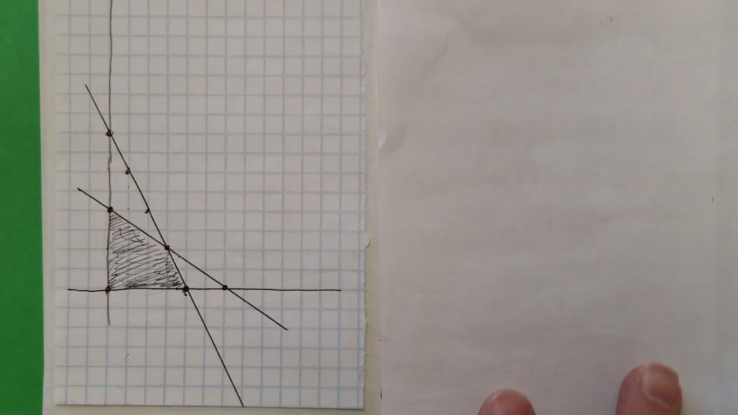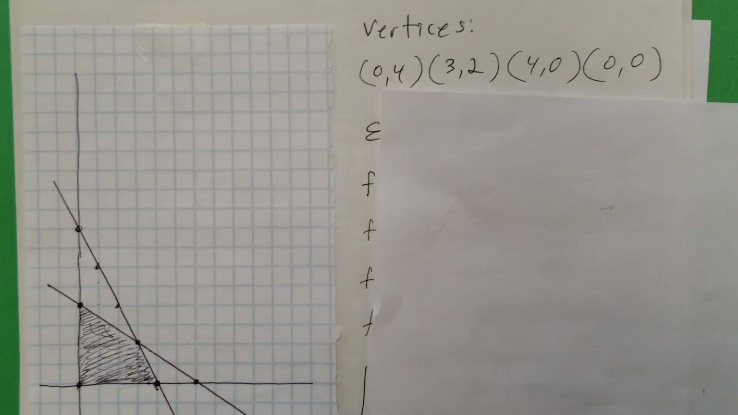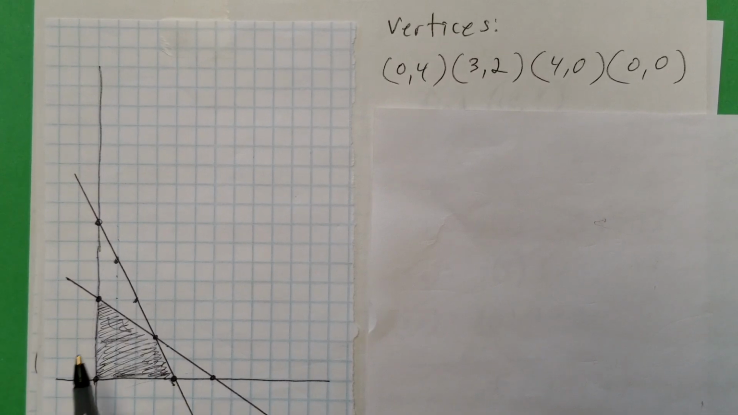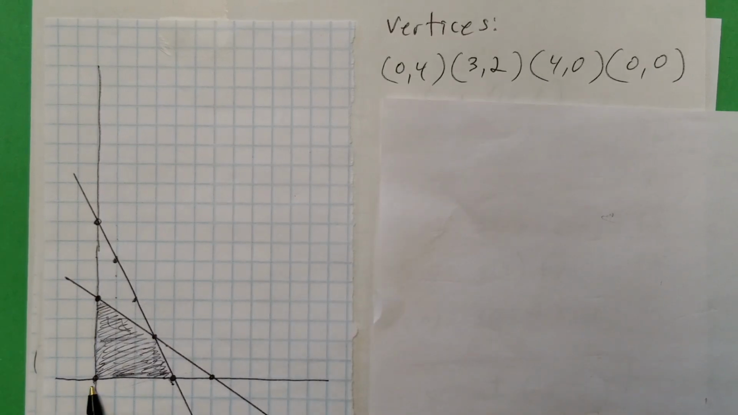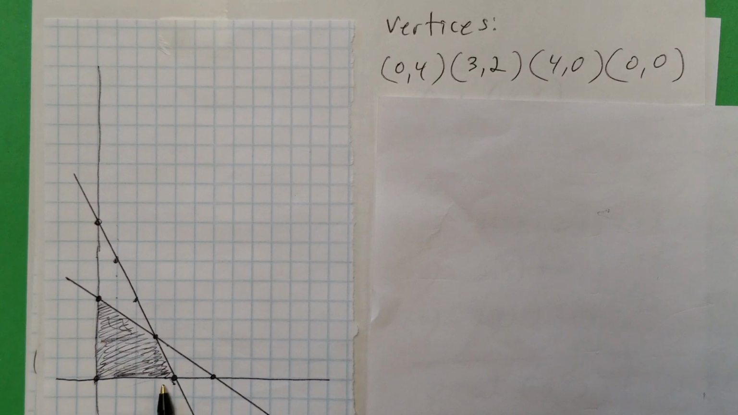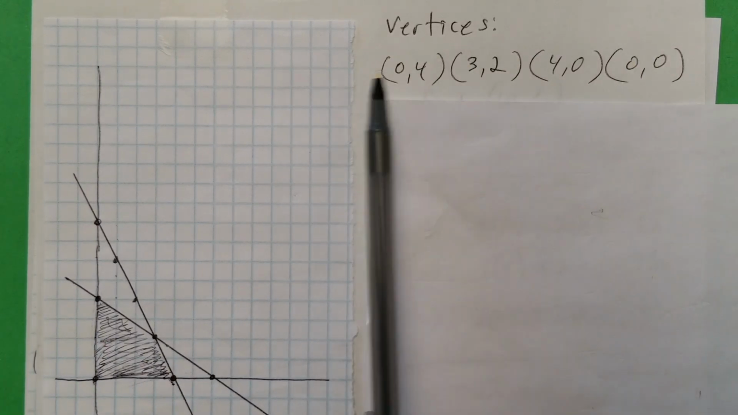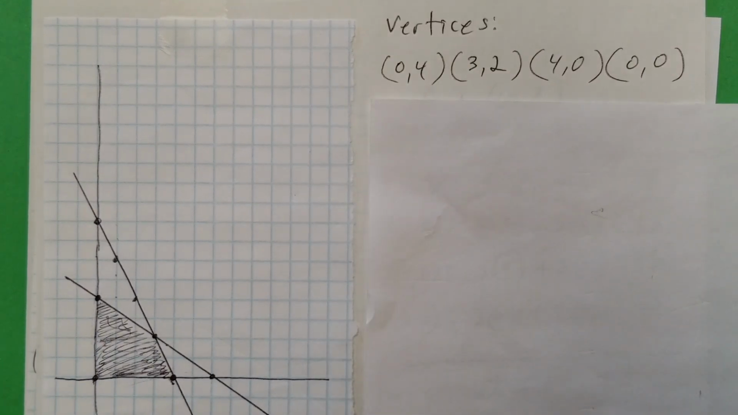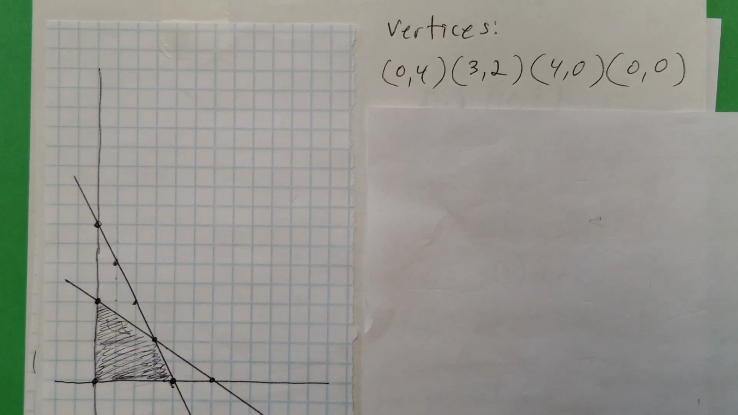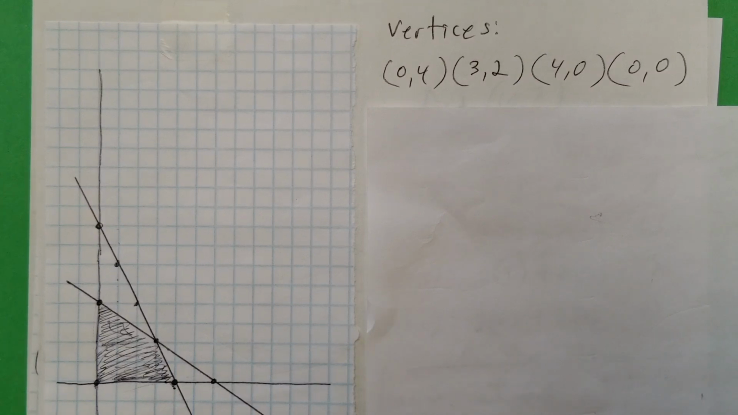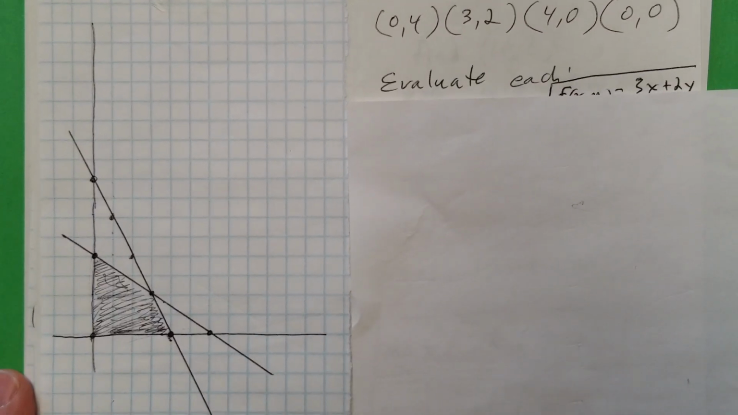I did it for you. So the vertices are, look, this is 0, 1, 2, 3, 4, 0, 4. This is 3, 2, there it is. This is 0, 0, there it is. And this is 4, 0, there it is. So these are my vertices. Now that I have my vertices, how did we get them? We graphed all the lines and saw the corners. So now that I got my corners, my vertices, I plug each one of them in one at a time to see what value they give me.